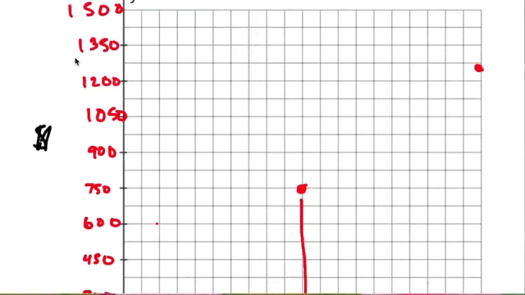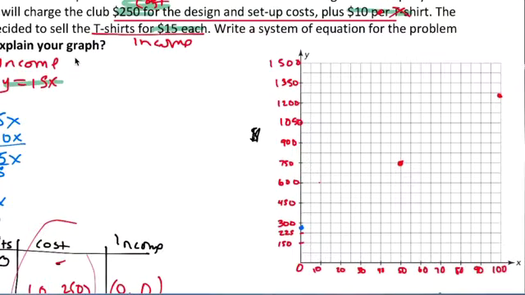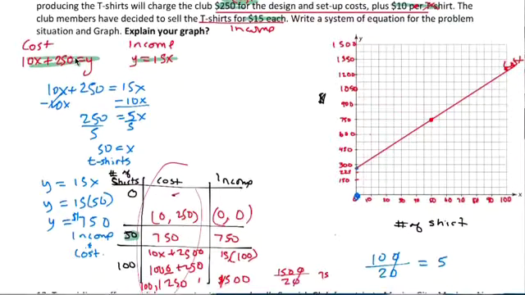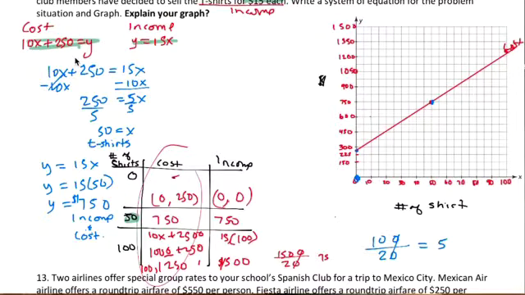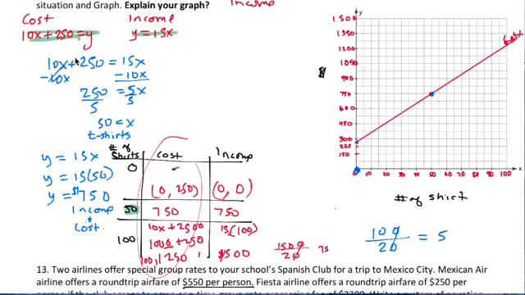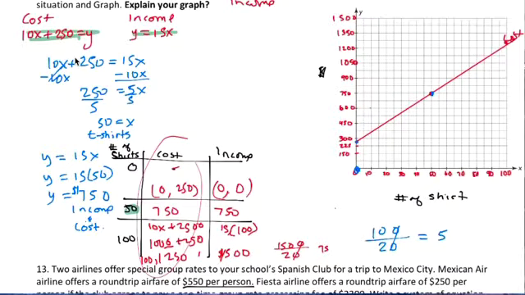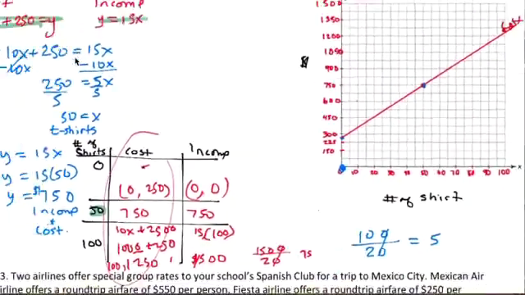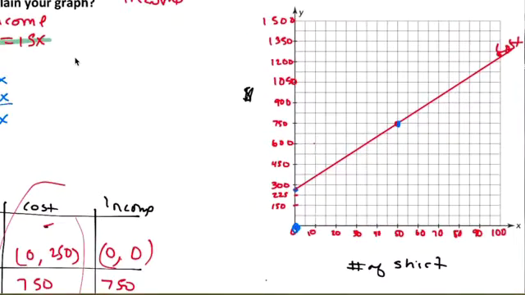Somewhere there. Estimate it. Connect the dots. Label it cost. And do the same thing for income, but it starts with 0, 0. And label this income.